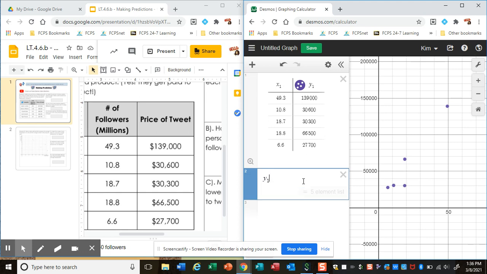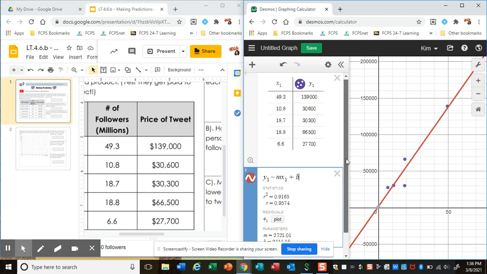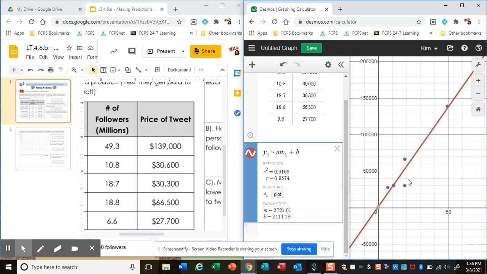So I need a model. So it looks like this is going to make a line. So I'm going to use y1 tilde mx1 plus b. So here's my line of best fit.